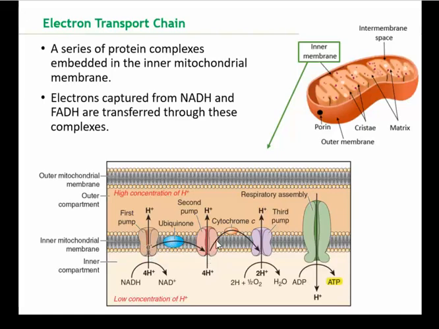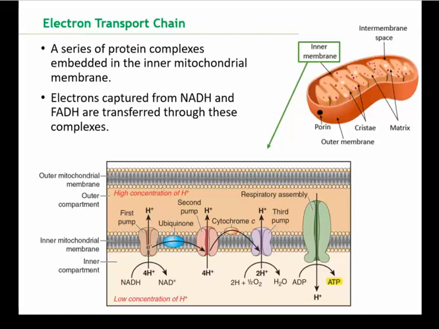And then the electrons are passed to a cytochrome. The first is cytochrome C. A cytochrome is an iron-containing hemoprotein. The heme group is primarily responsible for generating ATP. So the electrons are then passed again to that next pump there.